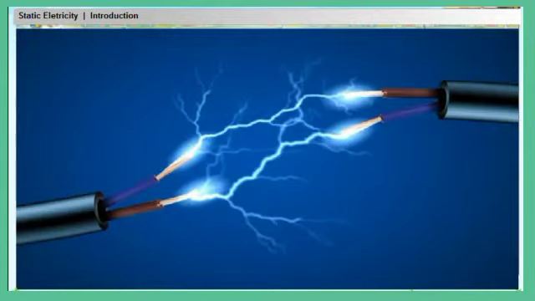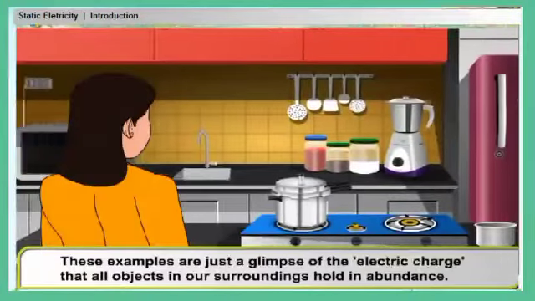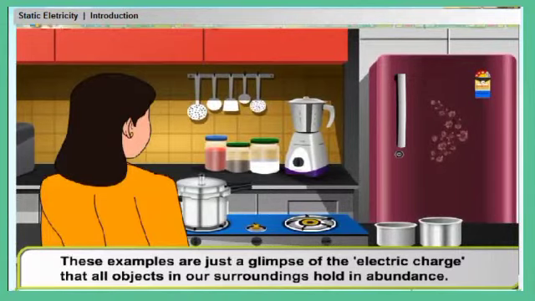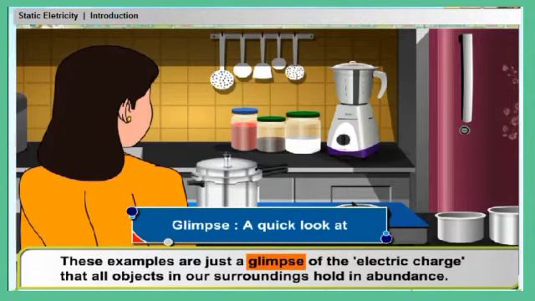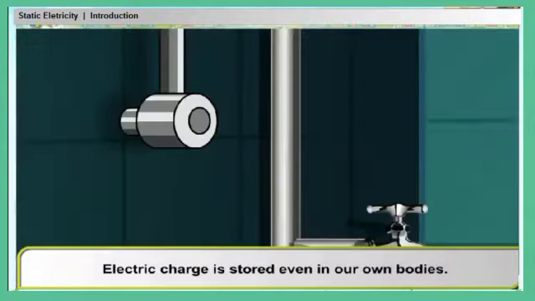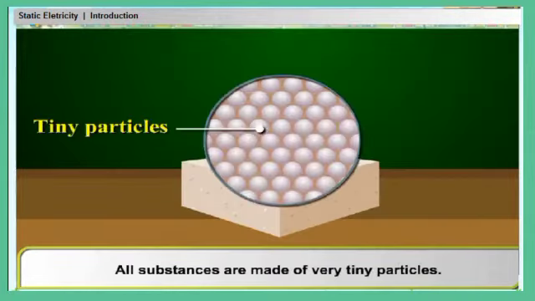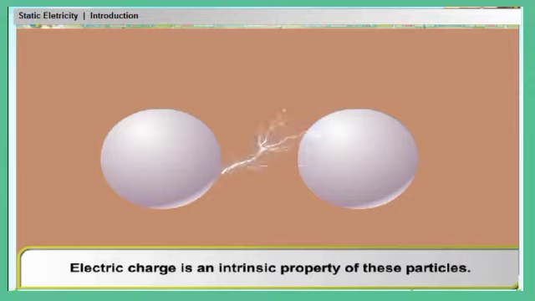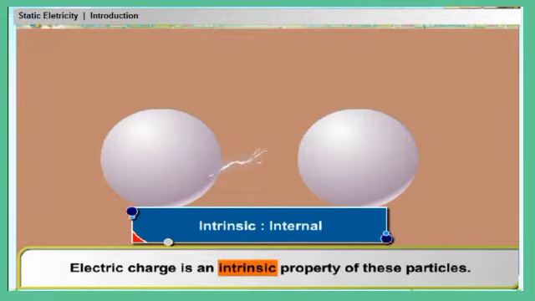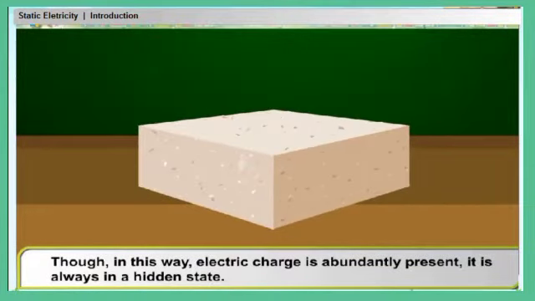Electric charge. What do the above observations tell us? These examples are just a glimpse of the electric charge that all objects in our surroundings hold in abundance. Glimpse means a quick look at. Electric charge is stored even in our own bodies. All substances are made of very tiny particles. Electric charge is an intrinsic property of these particles. Intrinsic means internal. Though in this way, electric charge is abundantly present, it is always in a hidden state.